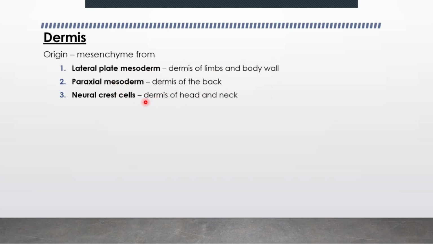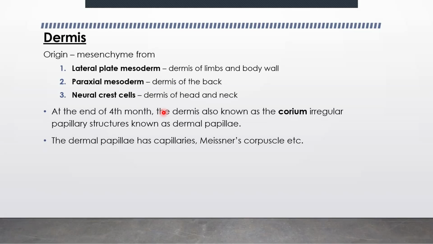Remember, the neural crest cells will form the branchial apparatus of the head and neck. The branchial apparatus are the structures that form the organs of the head and neck region. So already you have the mesenchyme coming from all three locations.